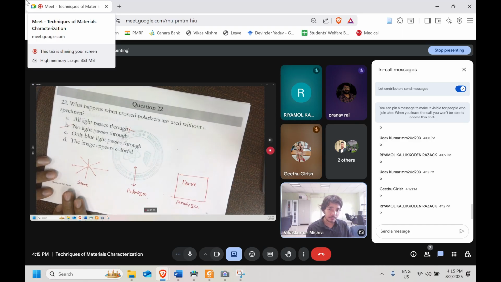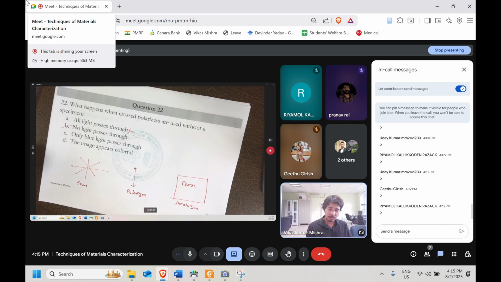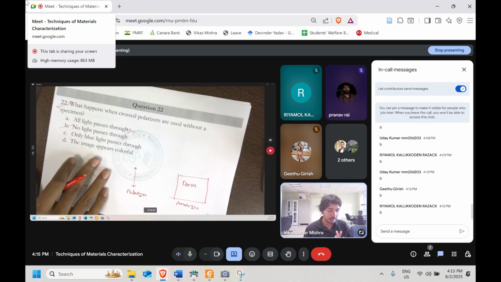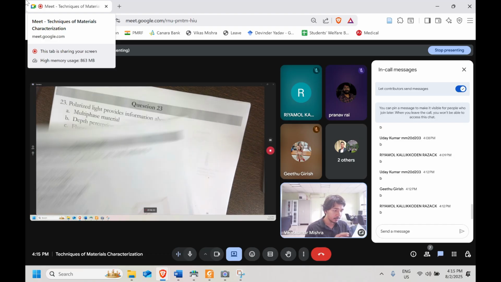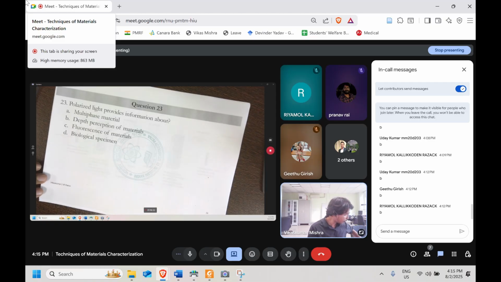If there is no specimen, no interaction with the specimen, then it means that there is no path difference we are creating. Path difference leads to phase difference. Phase difference can be analyzed with the help of interference phenomena, and it will convert to intensity. Very good. I hope it's clear, question number 22. If it's not, let me know.